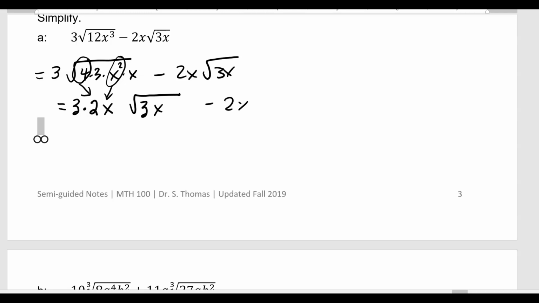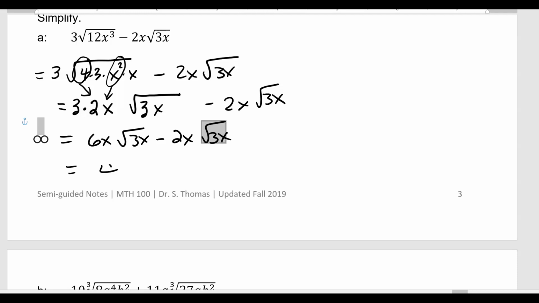So what we have is a 6x square root of 3x minus 2x square root of 3x, which equals 4x times the square root of 3x.